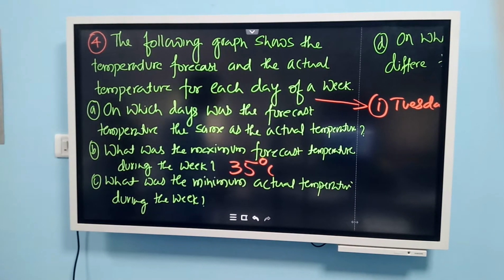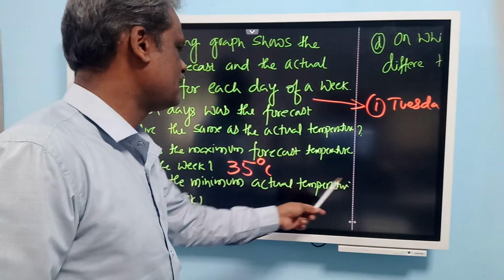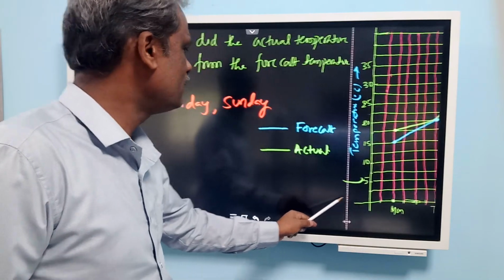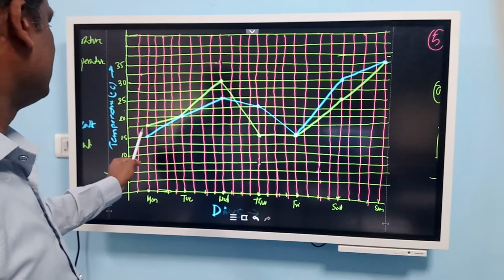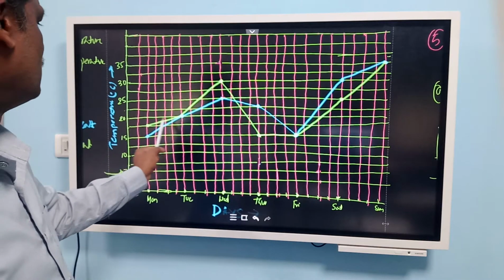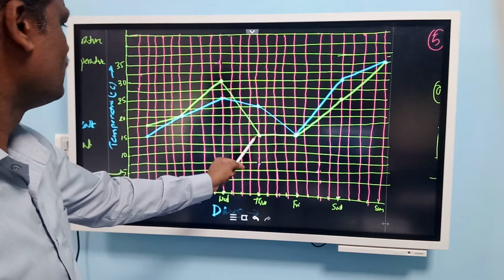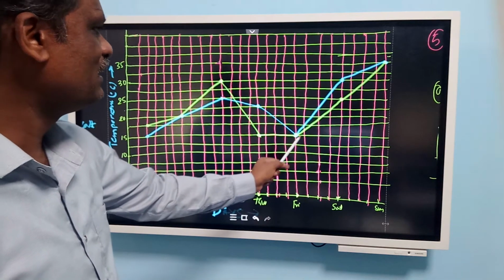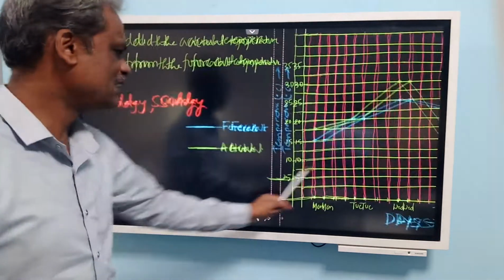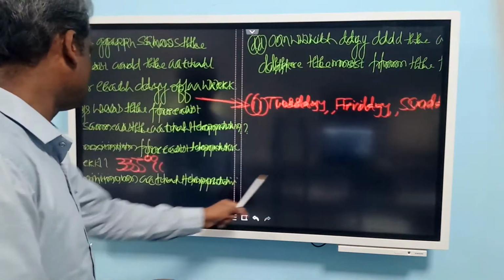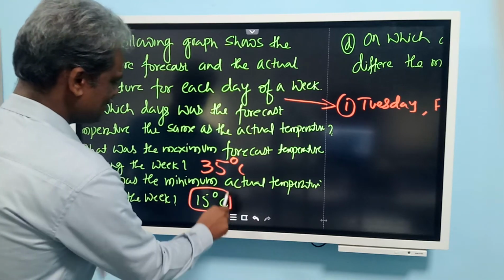So then, third question. What was the minimum actual temperature during the week? Minimum actual temperature, that is the green color line. Minimum, lowest. Here it is 17.5, then 20, 30, it is coming down to 15 degrees, again remains the same 15 degrees and increasing. What is the lowest temperature we can see? 15 degrees Celsius. So the minimum temperature you are seeing here is 15 degrees Celsius. You can write the answer as 15 degrees Celsius.